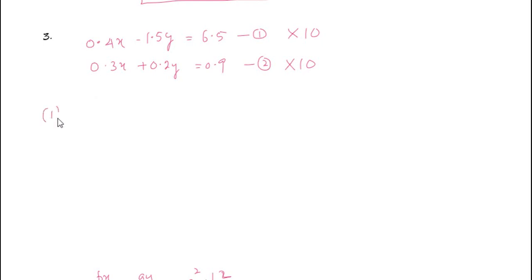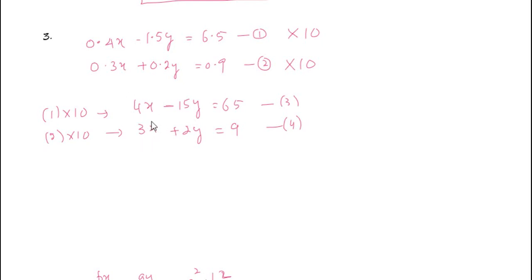So equation 1 into 10 gives us 4x - 15y = 65. This is equation 3. Then equation 2 into 10 gives us 3x + 2y = 9. Let us call this equation 4. Now we have to apply the elimination method. So how will we do this one now? Let us try to eliminate x here.